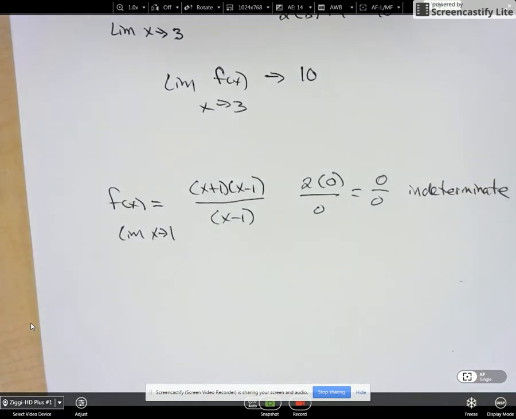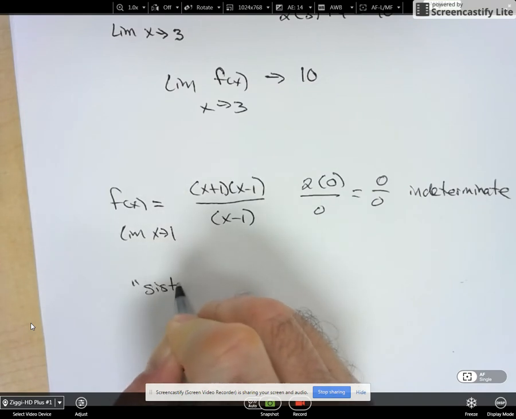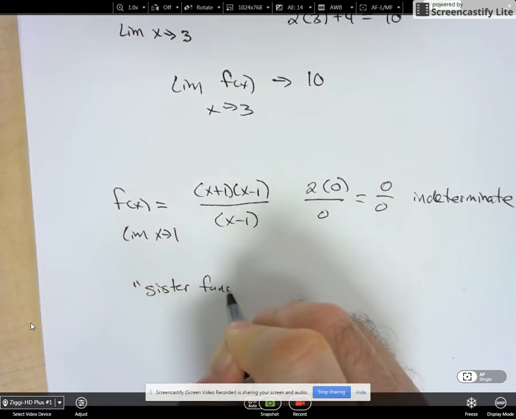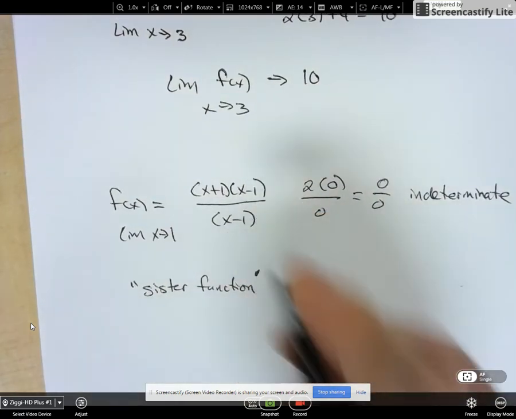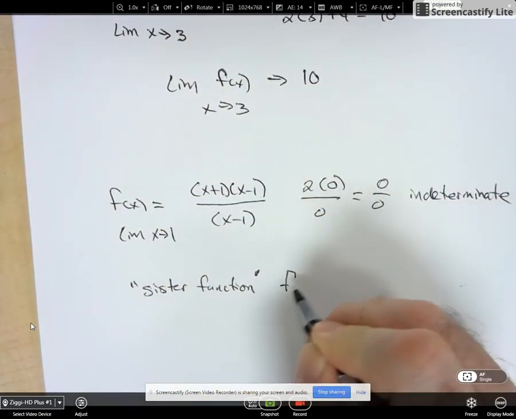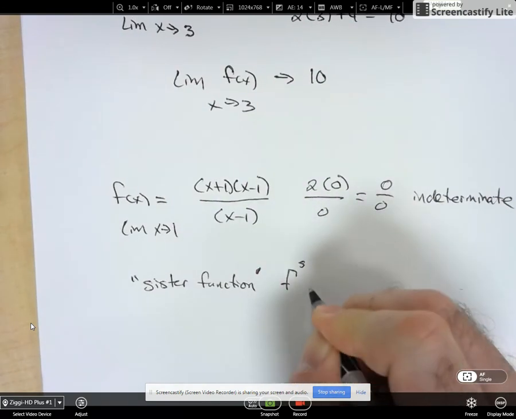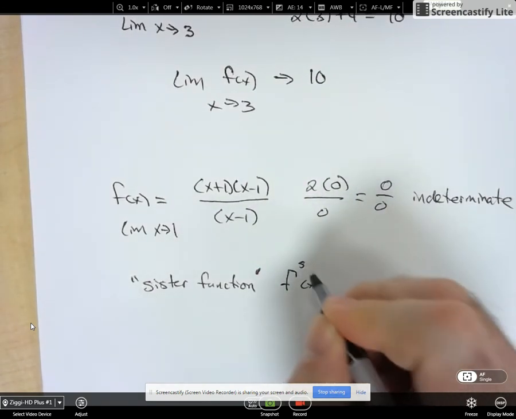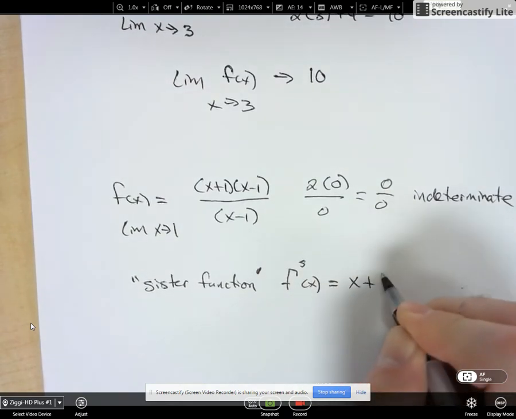All right, so indeterminate form generally means that a limit does exist, but you have to do some mathematics to figure it out. In this case, it's simple factoring. So we know that there's some sister function, that if we cancel out the x minus 1s, all we're left with is, and I'm going to make up my own notation, f sister of x, don't look for that in any books, you won't see it, is equal to just the function x plus 1.